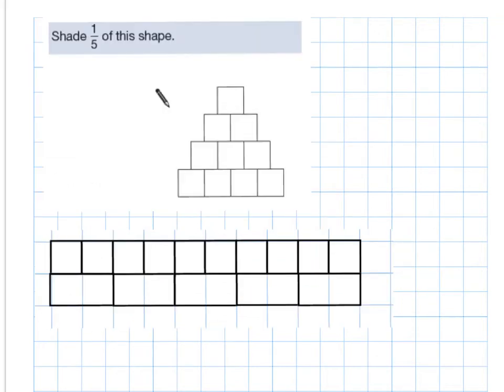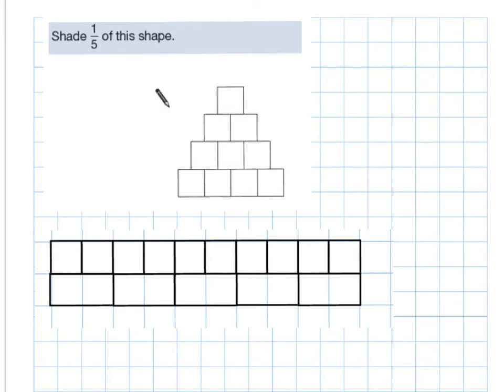Here we have a shape to shade in. Now all I've done with this one is I've counted the number of squares there are, 1, 2, 3, 4, 5, 6, 7, 8, 9, 10. And I've transferred them from a shape like this to put them in a big long line. Now at the moment I know there's 10 shapes, so we've got tenths. So instead of dividing my one rod into 10 pieces, I've divided it into 1, 2, 3, 4, 5.